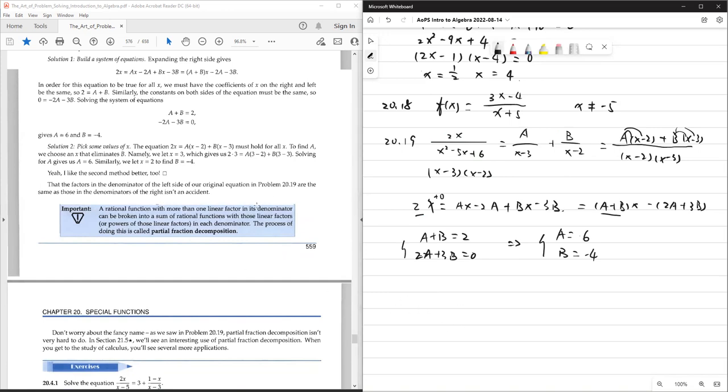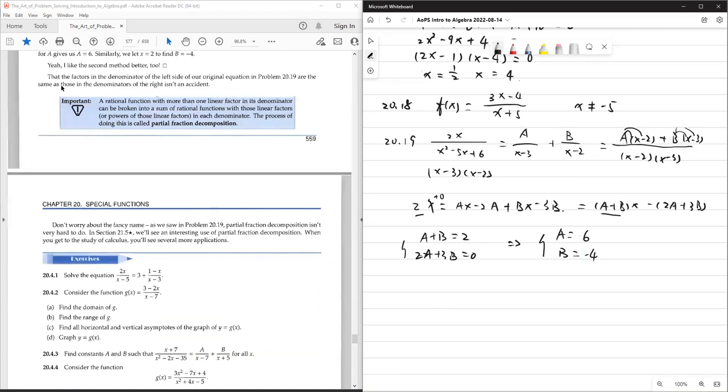You can solve the number, right? So either way, you have this as the solution. Okay. The factors in the denominator on the left side are the same as the denominator, isn't it?